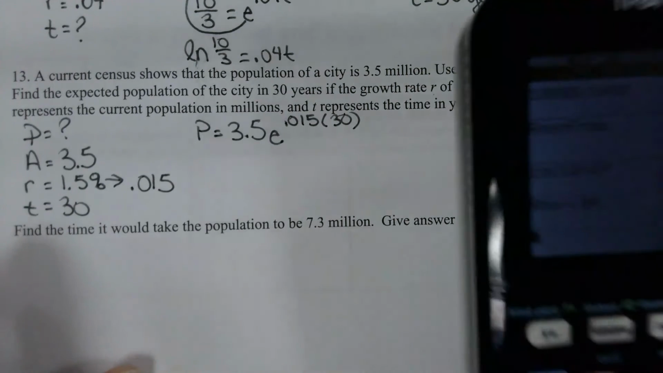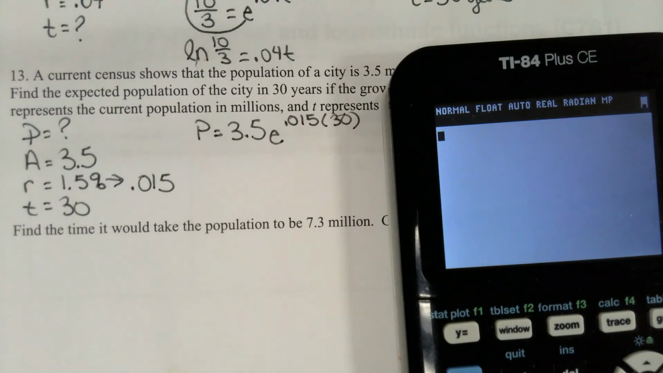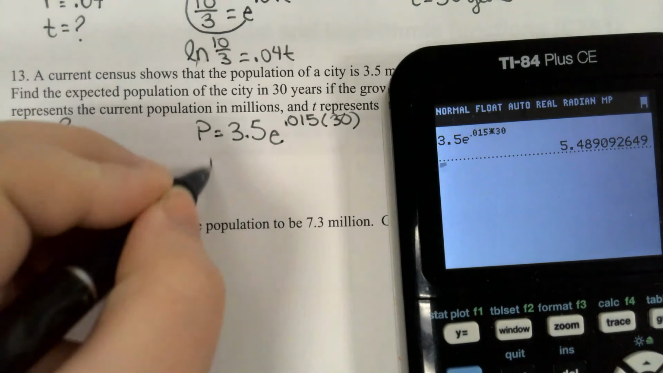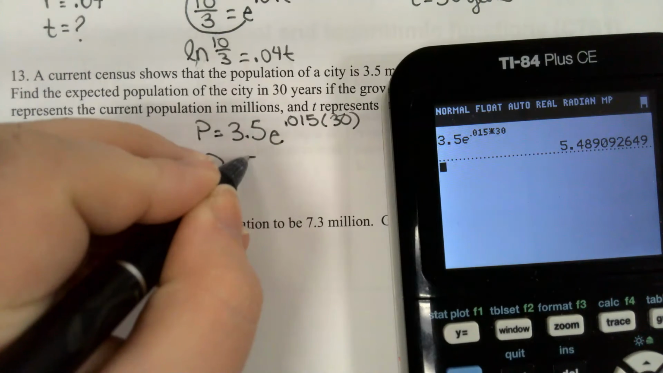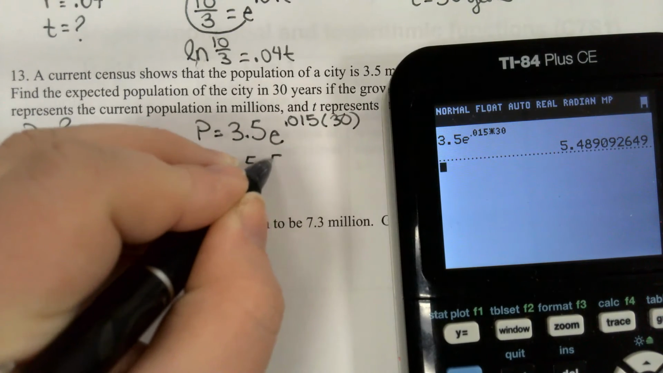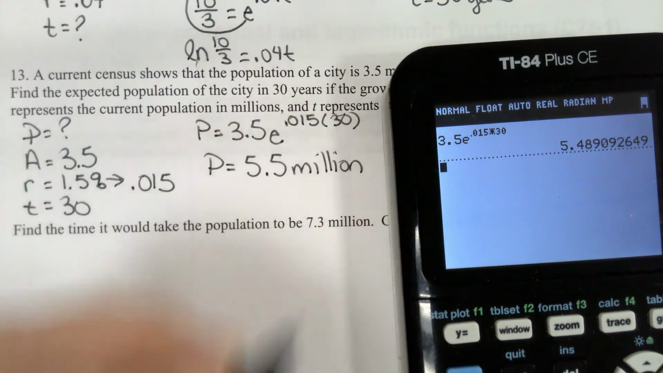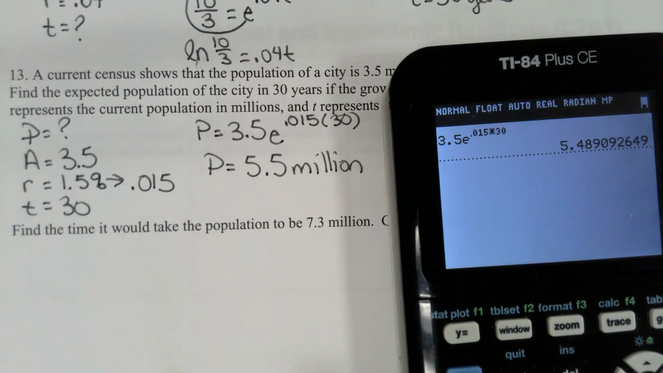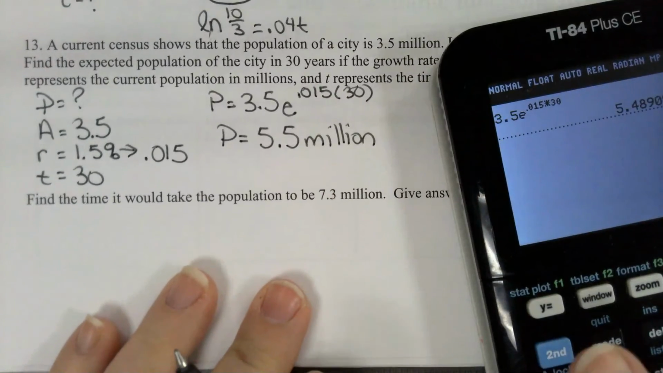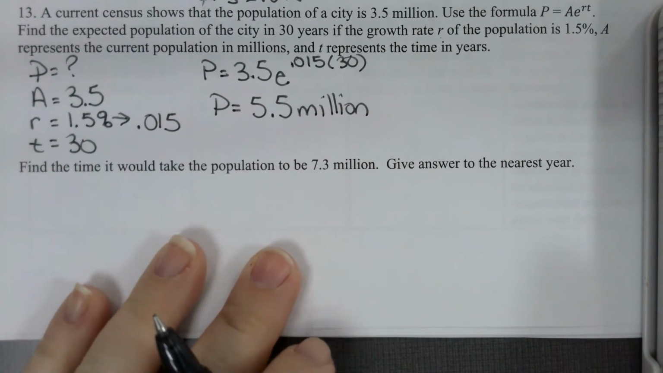Lucky for us, the variable is already by itself. I just got to type into my calculator: 3.5 e to the 0.015 times 30. Population should be 5.5 million. Don't forget to put that million after there. That's a very different number than just 5.5.